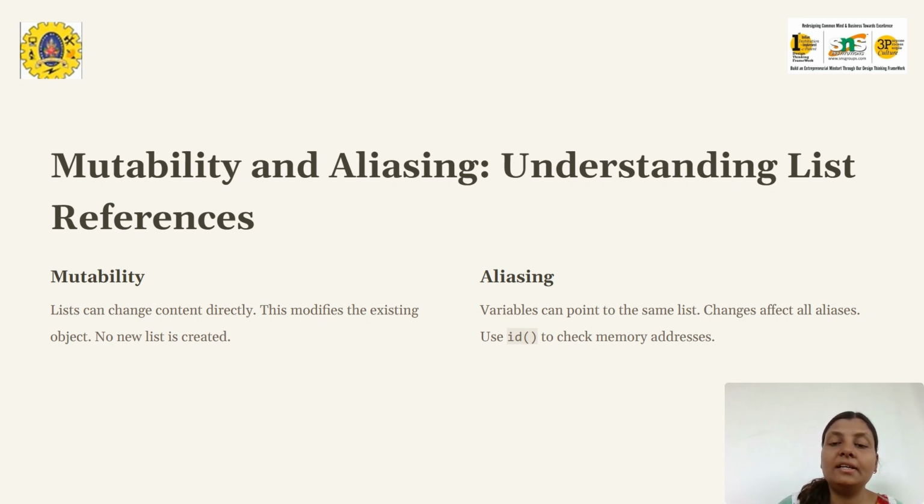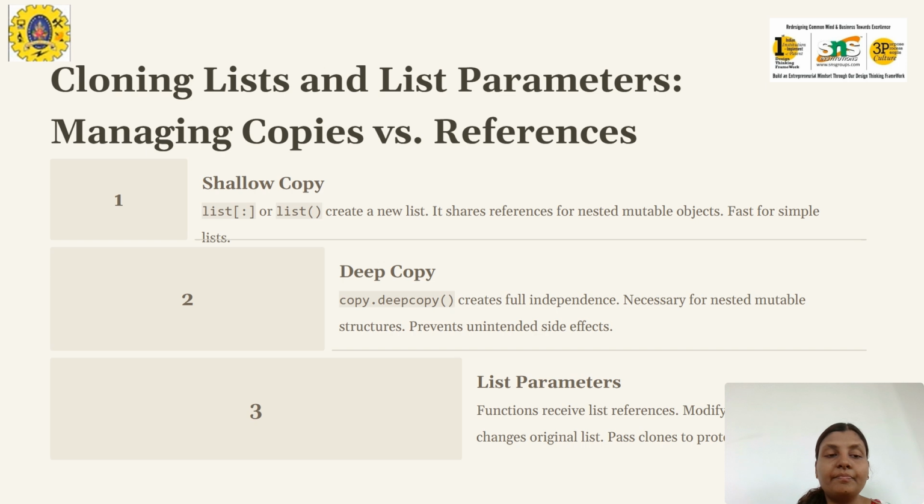Mutability and aliasing, understanding list references. Mutability means you can change content directly. This means it modifies the existing object, and no new list is created. Aliasing: variables can point to the same list. Changes affect all aliases. Use id to check memory addresses.